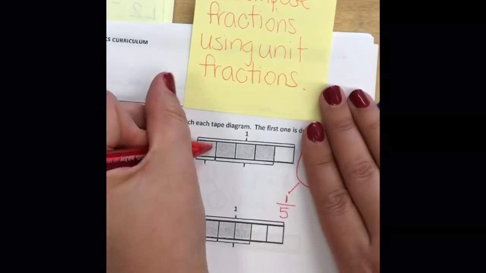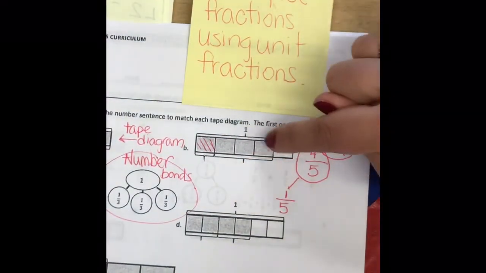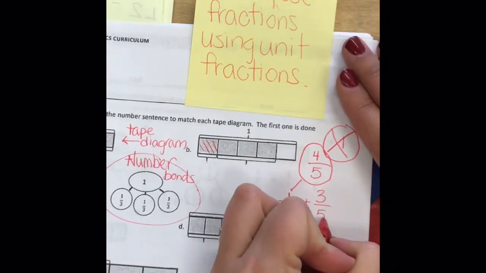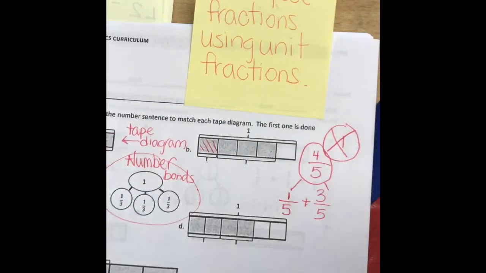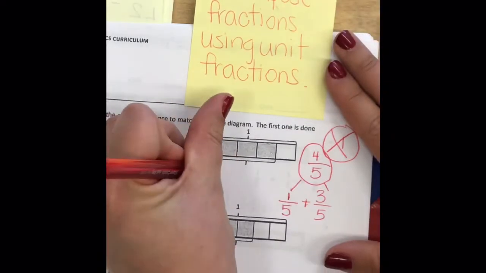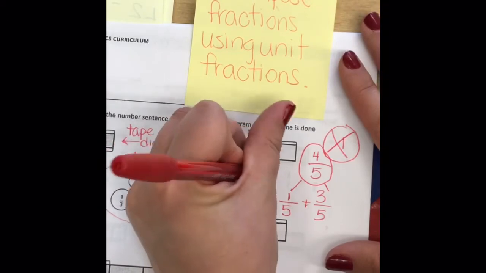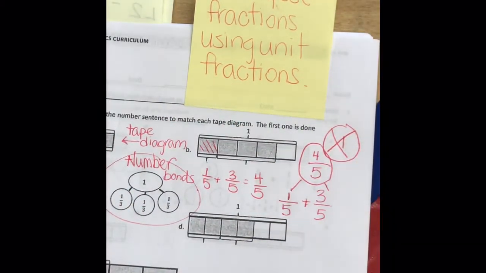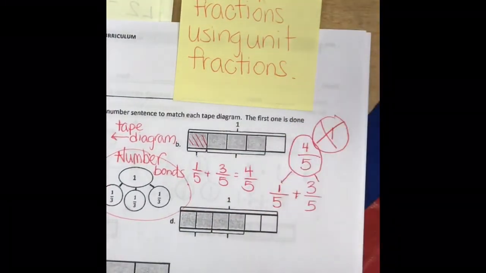And now that I have the 1, I want to see what else I have. I have 1, 2, 3 left. So if I added 1/5 plus 3/5, I know my number bond is 4/5. So I'm just going to rewrite that: 1/5 plus 3/5 equals 4/5. This is my number sentence to show my number bond, okay? Go ahead and take a minute and draw that in or write that in if you didn't do so.